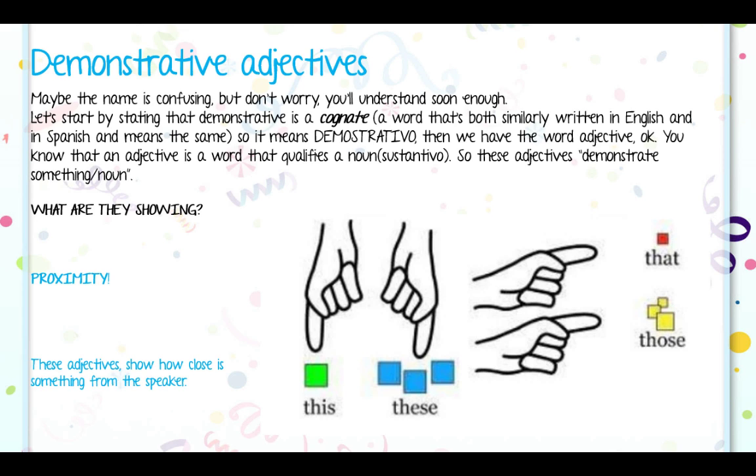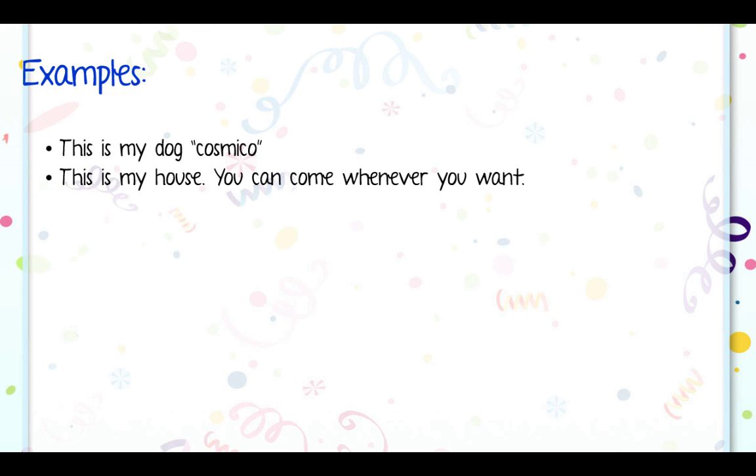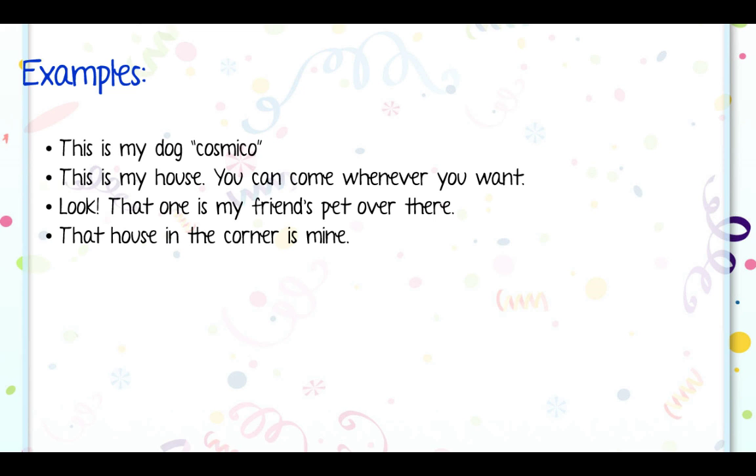This es esto, these es estos o estas. That es eso y those, esos o esas. ¿Ya? Obviamente funcionan para los dos géneros. Example. This is my dog Cósmico. This is my house. You can come whenever you want. Look, that one is my friend's pet over there. That house in the corner is mine.